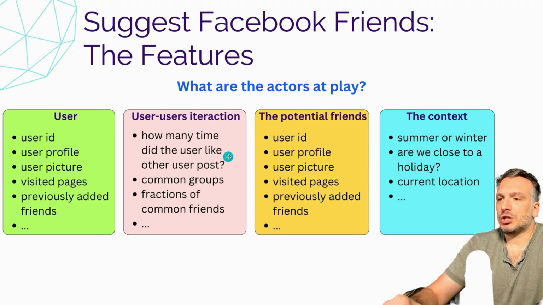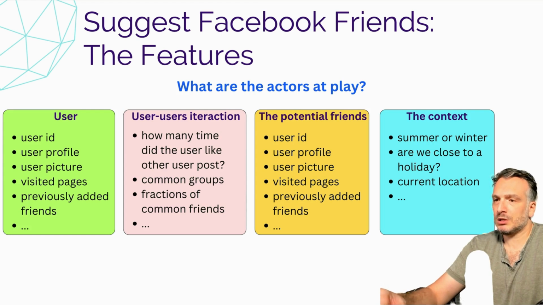Additionally, we could have some user-user interactions. So how many times did the user like other users' posts, the common groups that the users are in, the fractions of common friends, etc. So those are user-user interactions that could be useful in understanding if the different users have an affinity for each other.